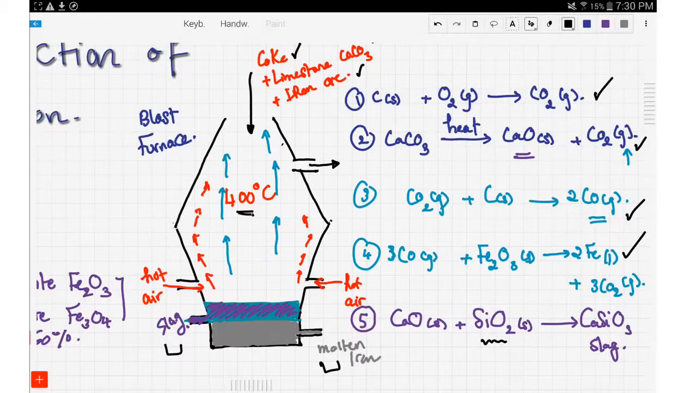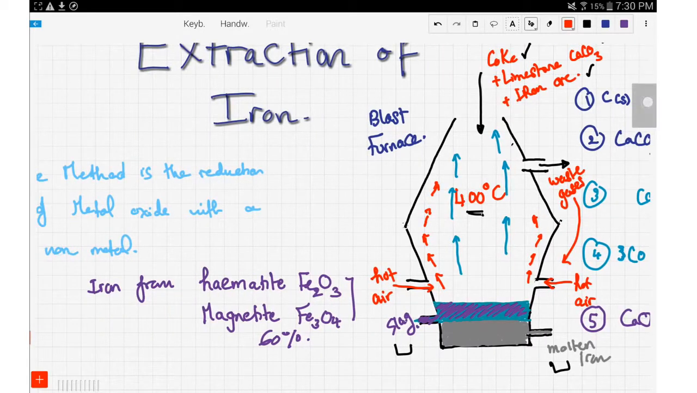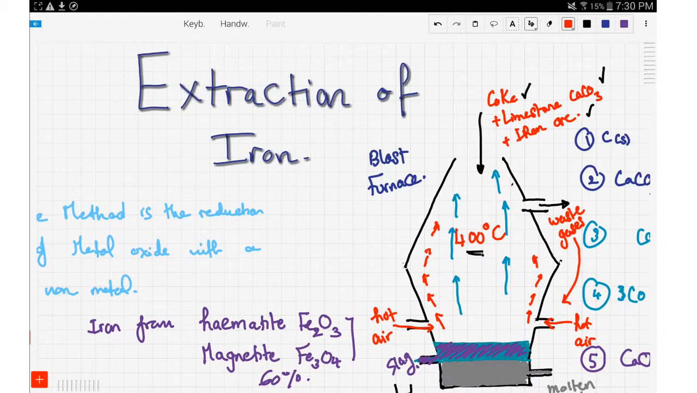One thing I forgot to mention is that there are some waste gases here, and those waste gases are used to further heat up the furnace. So these waste gases just go right here to heat up the whole process again. So nothing goes to waste. It's an economic procedure. So that's that for the extraction of iron.